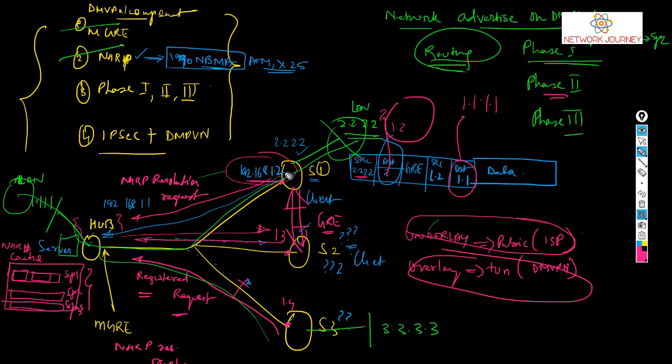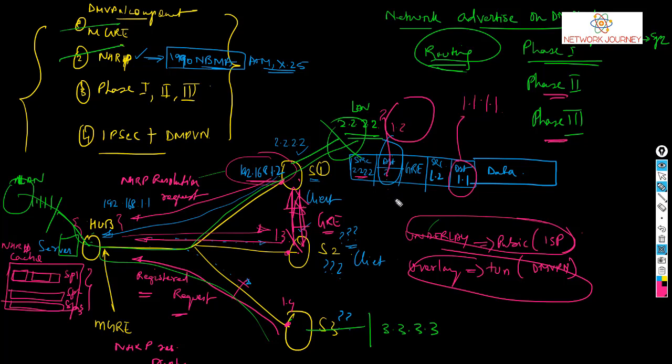Now the traffic will be sent directly from this branch to the second branch. It will not go to the hub. Only the first packet went towards the hub, where the hub gave the resolution of private to public. It said what the destination IP is, and then the traffic is sent directly over the GRE tunnel. Now what about phase 3? Phase 3 also does the same thing. It's about eliminating the usage of a hub and just interacting between spoke 1 and spoke 2.